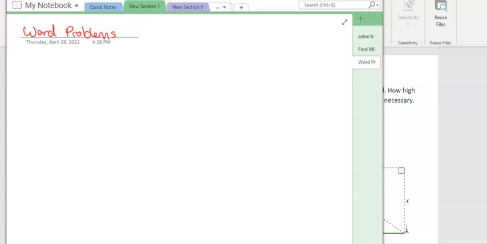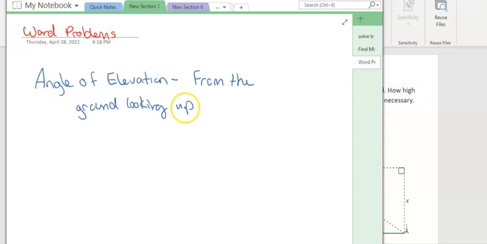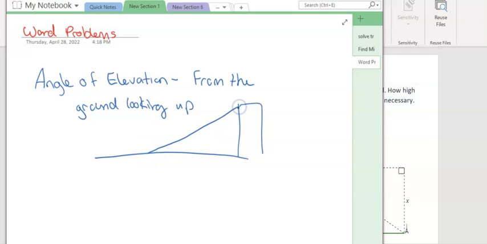So the first vocabulary word is angle of elevation. Angle of elevation is always from the ground looking up. So you're going to have something where you've got the ground, a building, a skyscraper, or whatever, and you've got a person or something or a boat, and it's looking up towards the top of that building. So that's going to be your angle of elevation, from the ground looking up towards the building.